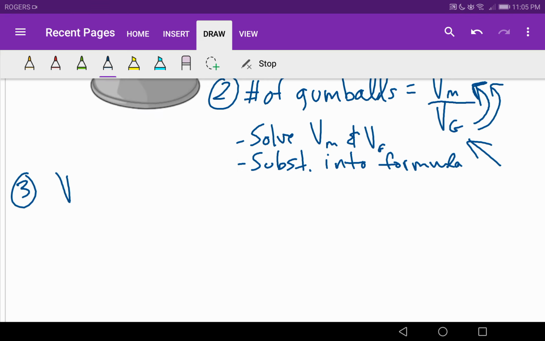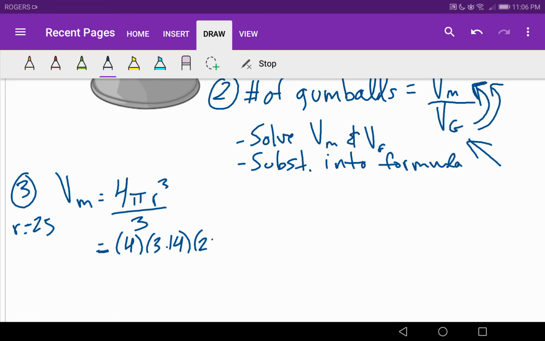Okay, so let's find the volume of the machine. Well, from the previous question, we know that the formula for a sphere is 4 pi r cubed divided by 3. Well, my radius, remember, was given to me. It was 25 centimeters for the machine. So 4 times 3.14 times 25 to the power of 3 divided by 3. Remember to follow BEDMAS, so do exponents first.